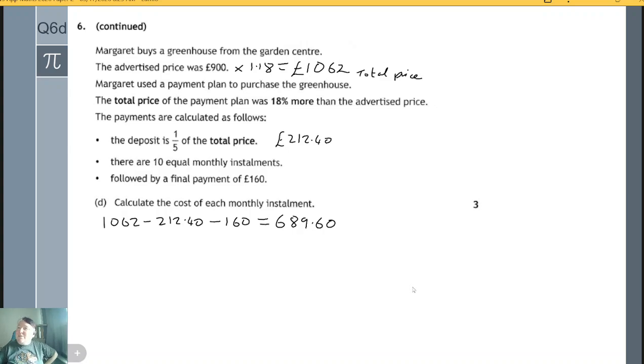Right, and we want 10 equal monthly installments. So we're going to divide that by 10 to get us 68.96 per month. There we go. It's just being careful because the 10 equal monthly installments is what we're looking for, and that's in the middle of the things. You have to be careful that you remember to do all the bits, which is why you need to read through the questions carefully.